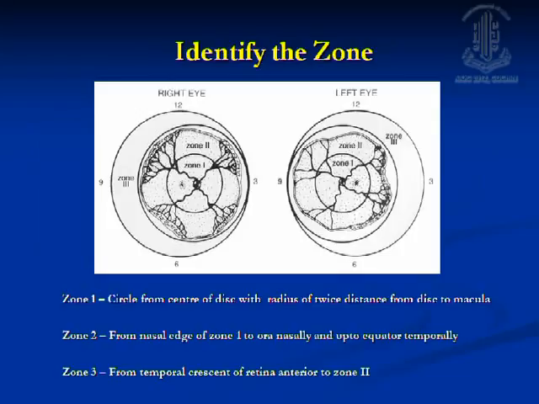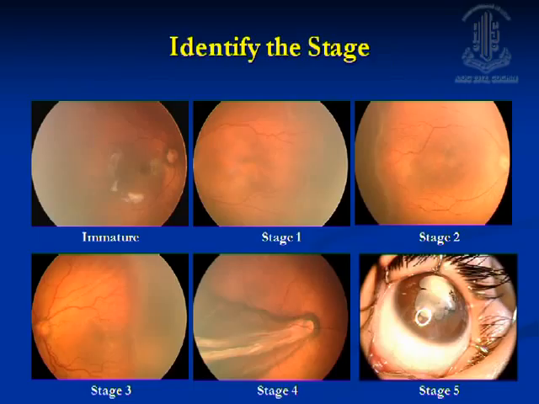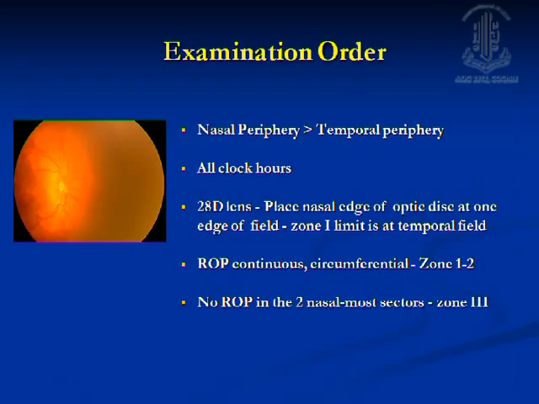So once you've identified the zone, which sir has already told you, you identify the stages, whether it's immature, or stage 1 to 5. Examination is usually done from nasal to temporal periphery, because nasally the retina tends to mature earlier, followed by the temporal periphery. So you have to examine all quadrants of the retina. A 20 diopter lens for beginners is a good idea, assisted by the ISO ROP.